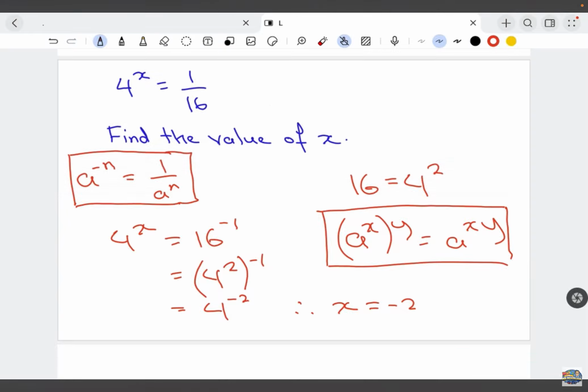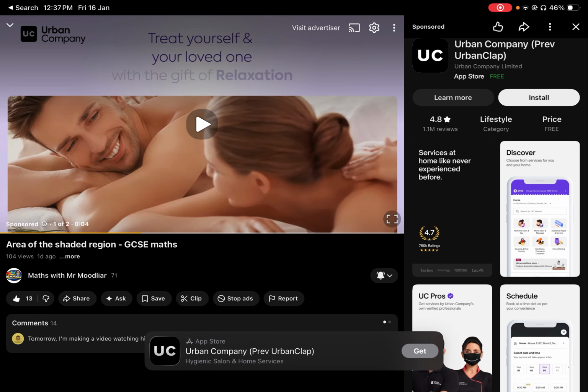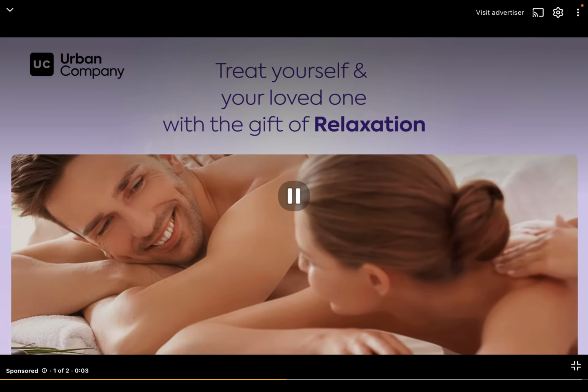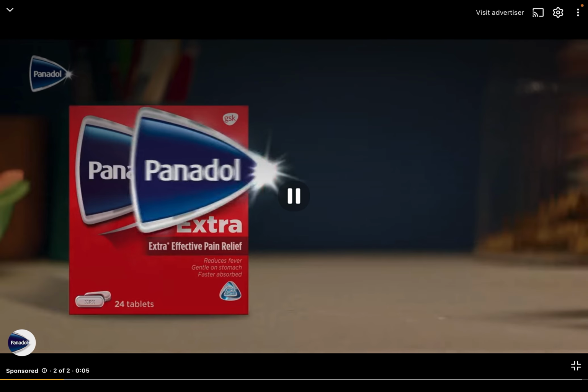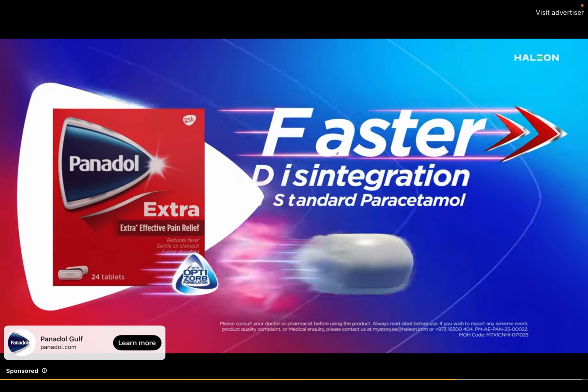Bye for now. Treat yourself and your loved one with relaxation. Book a couples massage at home. Panadol Extra dissolves faster than regular paracetamol, providing fast relief from tough pains.